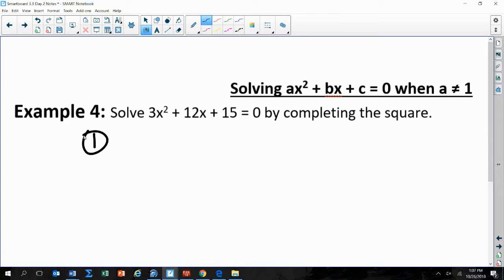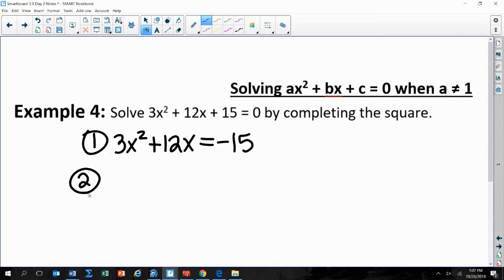Someone read me from the reference sheet step 1. What's the first thing I do whenever I would need to solve by completing the square? Set it equal to the constant, right? I subtract 15 on both sides. So I'm going to get 3x squared plus 12x equals negative 15. Okay. Step 2, we've got to do that today, right?